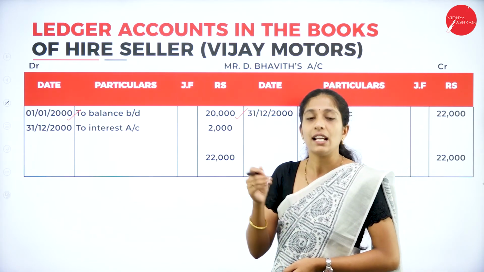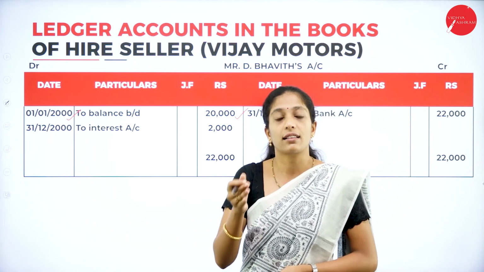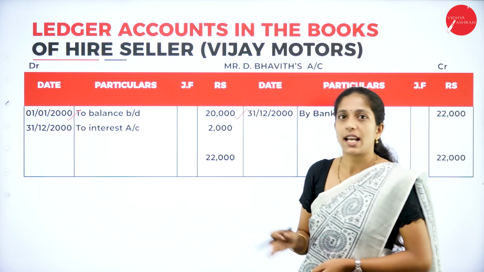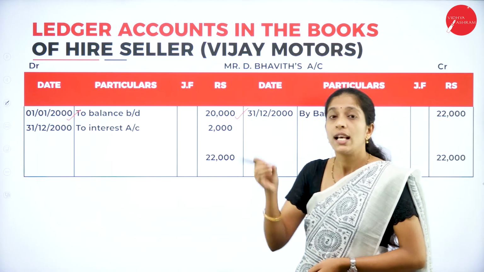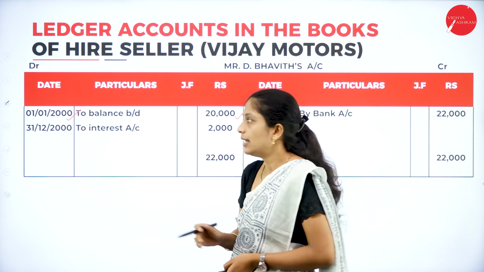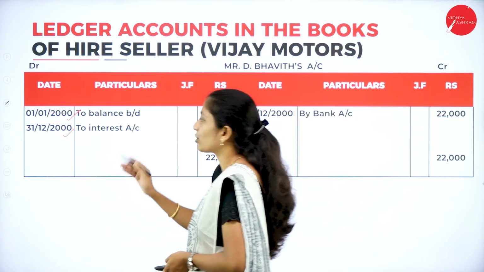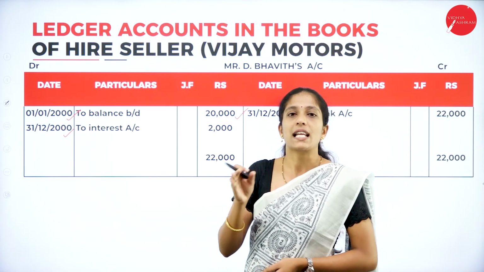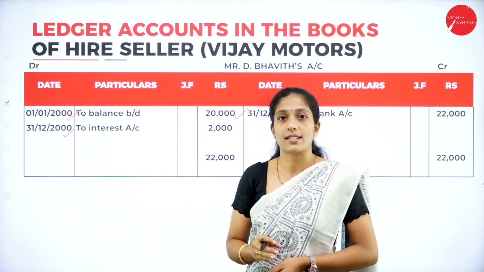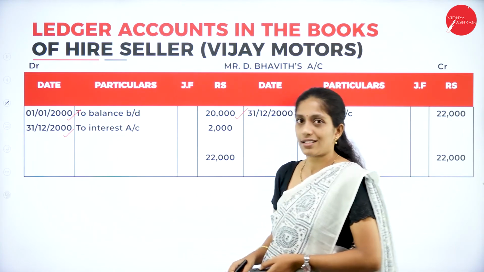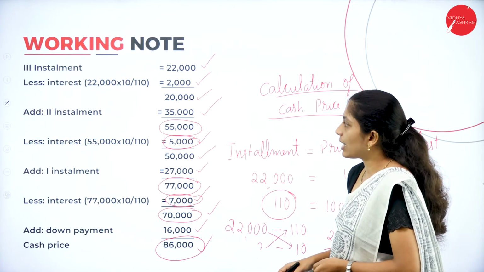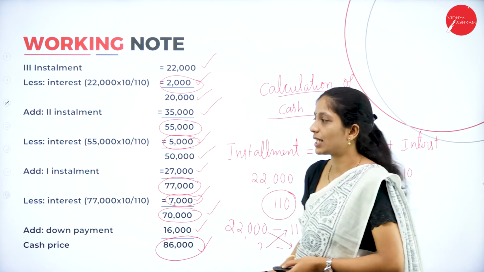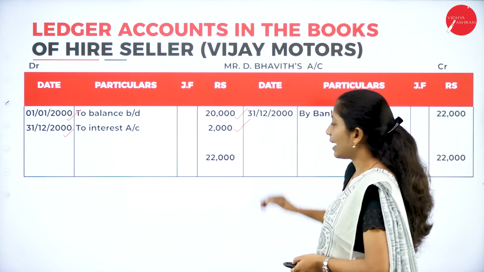Or your first entry in the books of hire seller, that is in the third year, is interest due. So what is the entry? Hire purchaser account debit to interest account, that is at the end of the financial year. So what is the end? 31st 12/2000. So your entry will be hire purchaser account debit to interest account. So write to interest account. So what is the interest in 2000? That is in the third installment. It is 2,000 interest. So record that amount.